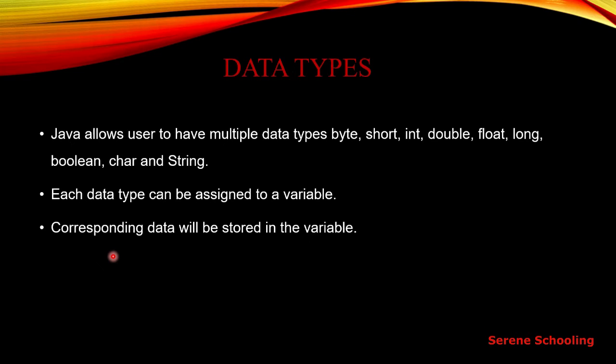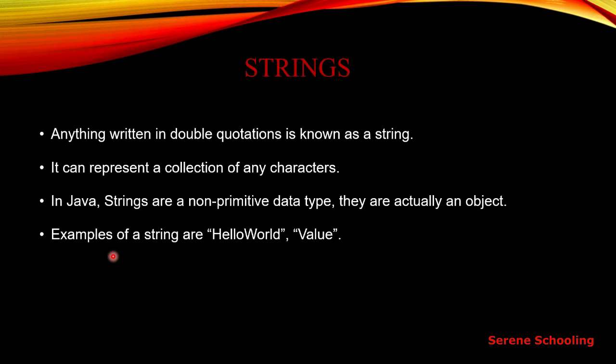Moving on, we will discuss some famous data types that you will be working with. First of all, we have strings. Anything that is written in double quotation marks is known as a string. We talked about it a bit in our previous lecture also. A string is a collection of text enclosed in double quotation marks.